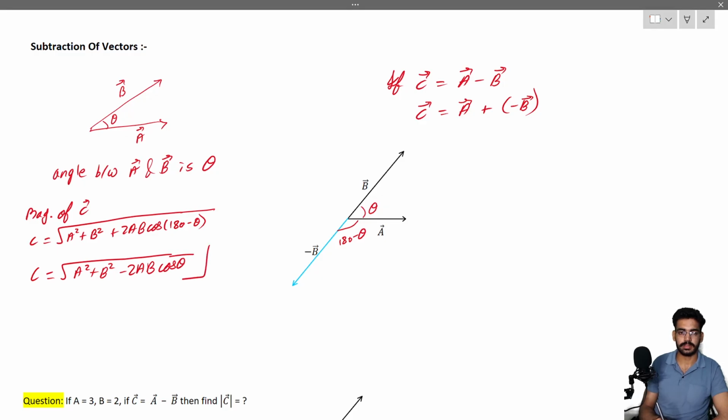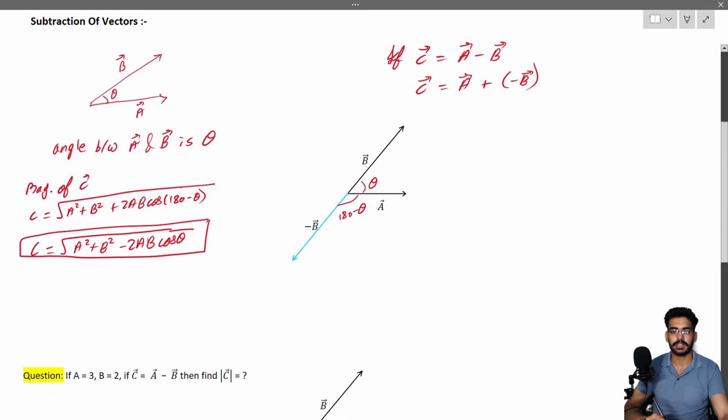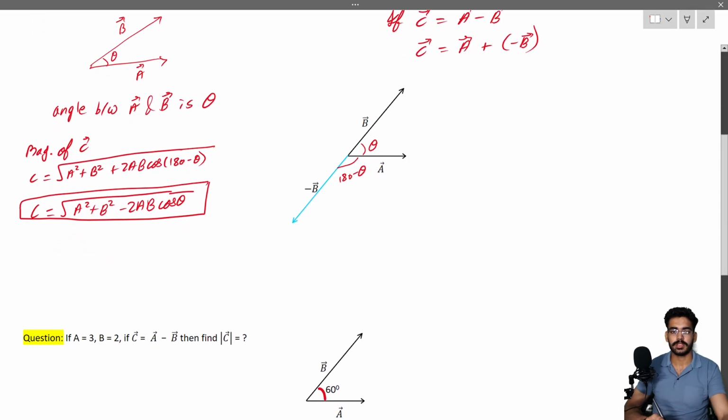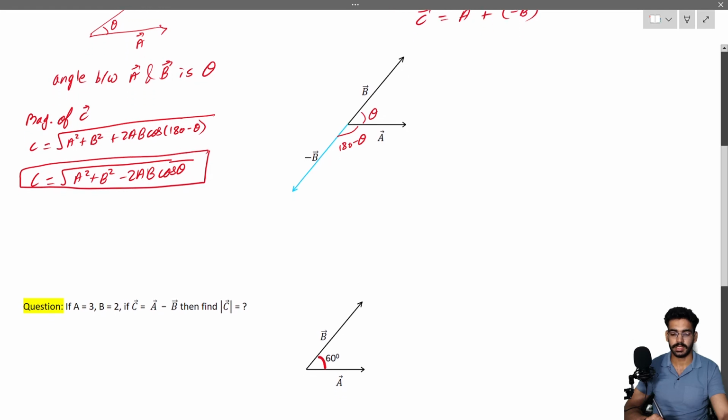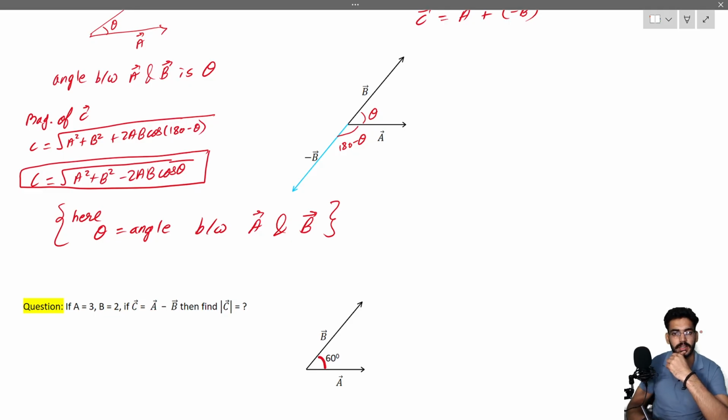So if C is A vector minus B vector, then the magnitude of C vector equals under root of A square plus B square minus 2AB cos theta. This you have to remember. I will write it down again here. Theta is the angle between A vector and B vector, not between A vector and minus B vector. It is between A vector and B vector.